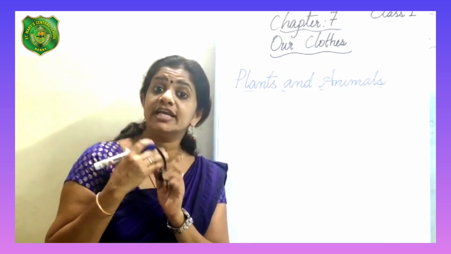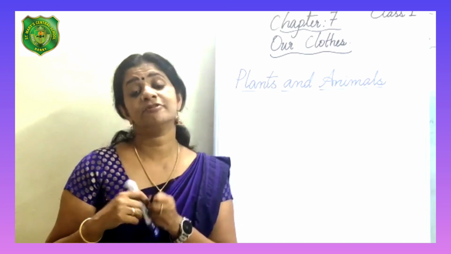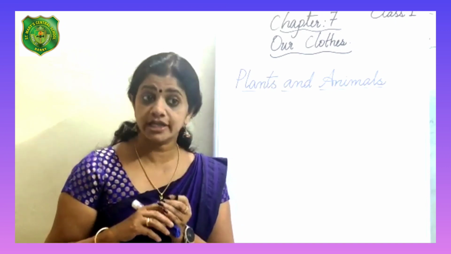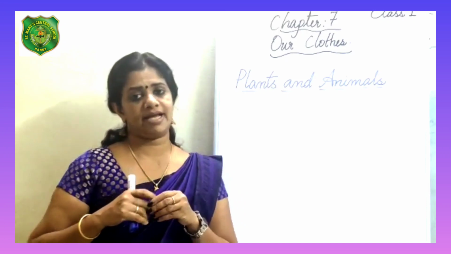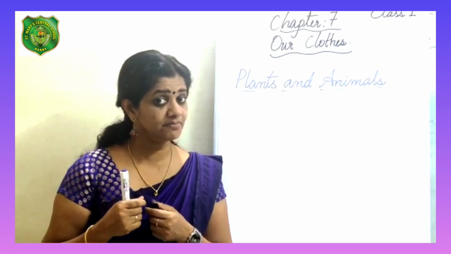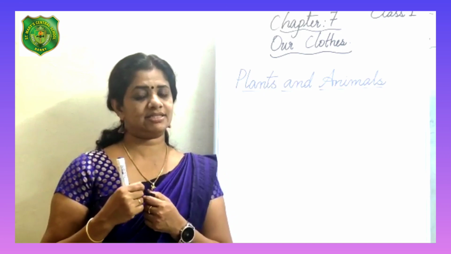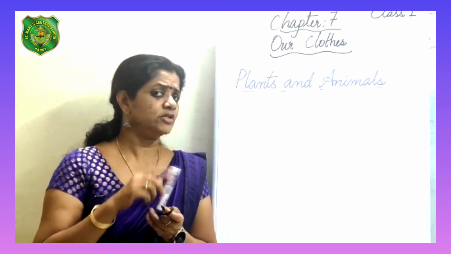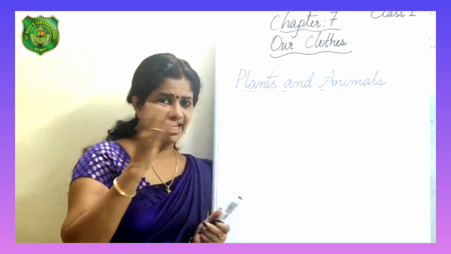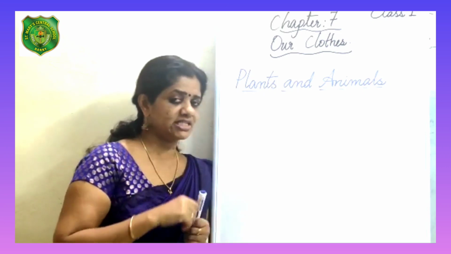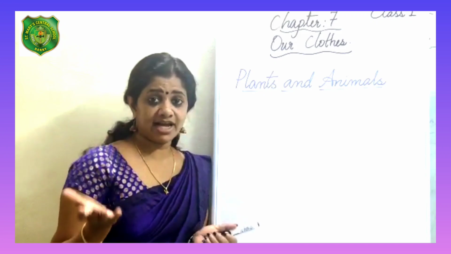From where do we get cotton? We get cotton from cotton plants. Okay. Then about silk. We also wear silk clothes. You know they are shiny, smooth to touch, very attractive.